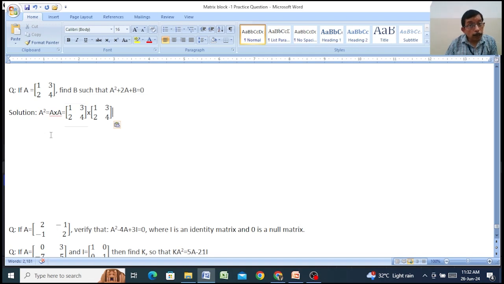What is the method of multiplication? First we take the first row of the first matrix and multiply by each column of the second matrix. Then we get the first row elements. After that we take the second row of the first matrix and multiply again, one by one, each column. Then we get the second row elements of the new matrix. It is clear. Now we multiply one by one.